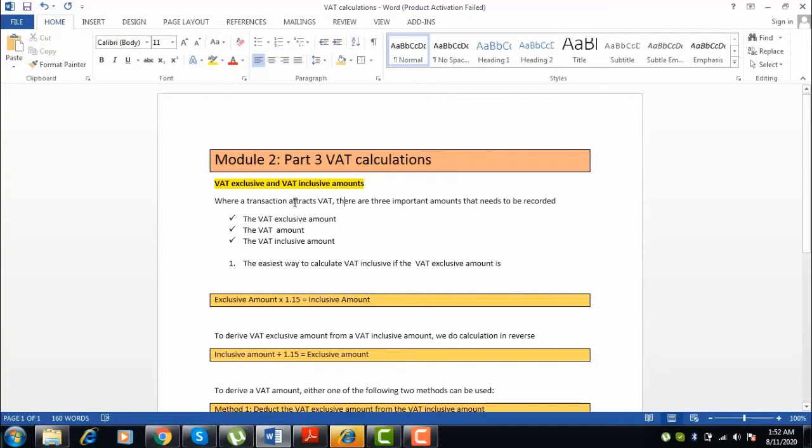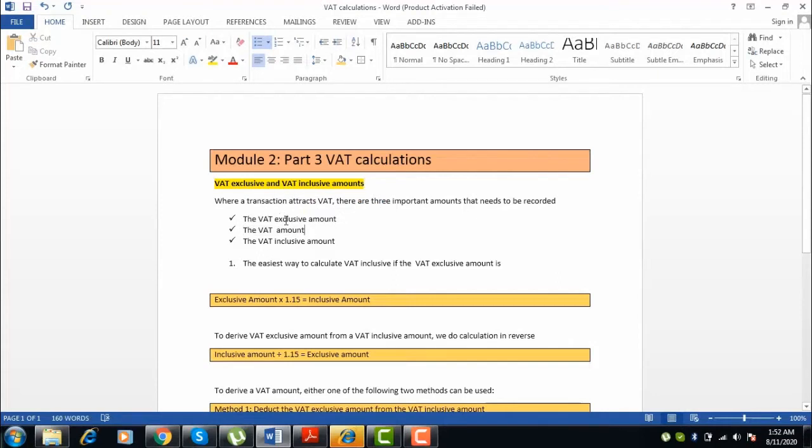Where a transaction attracts VAT, there are three important amounts that need to be recorded. There's a VAT exclusive amount, and by VAT exclusive, to those that do not know, it means without VAT. And then the VAT amount, which is the amount that is either due to you or due to the taxman. That would all depend on whether we are talking of VAT input or VAT output.